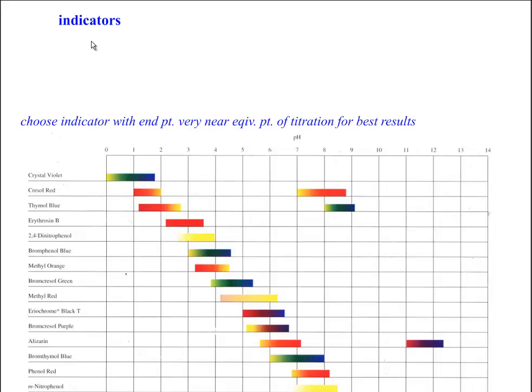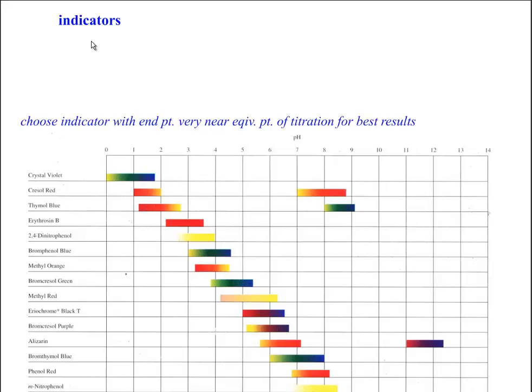We use indicators to tell us when we're getting near a particular point in our titration between an acid and a base, and the point at which the indicator changes color is called its endpoint.